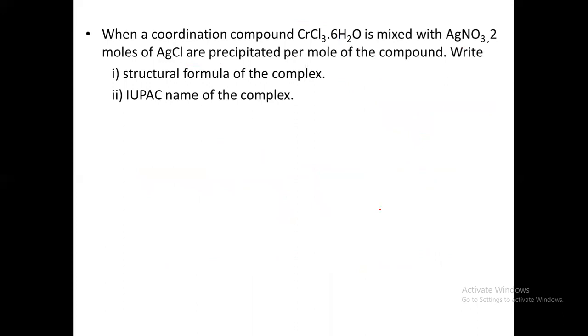Now look at the second example. You have to be much more careful in dealing with this one, because there are a total of 6 H2O and 3 Cl given. Look at the details. 2 moles of AgCl are precipitated. You have the complex CrCl3·6H2O, and you're adding AgNO3 to it, and you're getting 2 moles of AgCl.